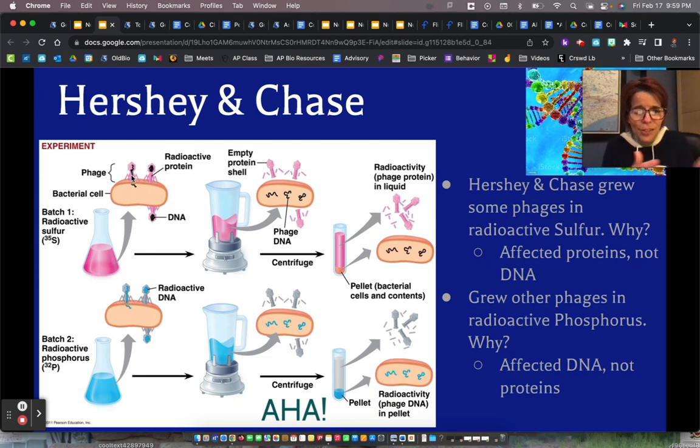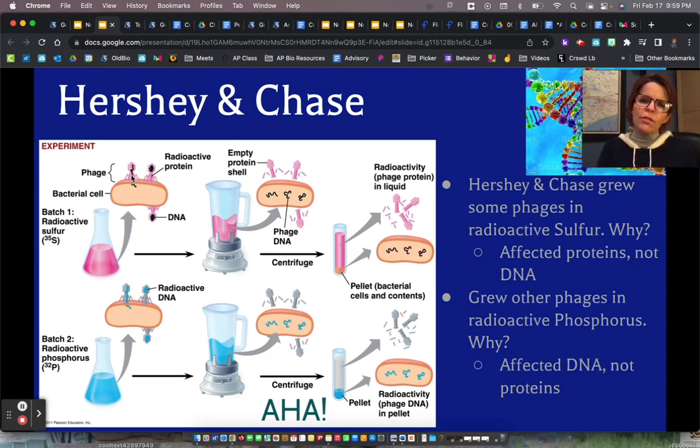In the second batch, they treat it the same way. They centrifuge it, and whatever's in the bacteria sinks to the bottom of the centrifuge tube, and it's radioactive. And that tells the scientists that what got injected inside of the bacteria was radioactive.